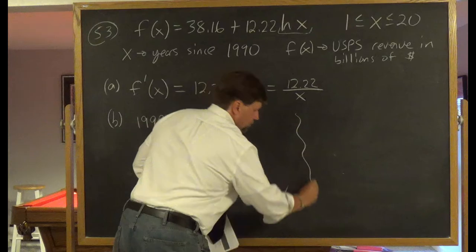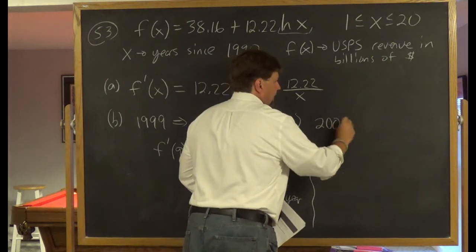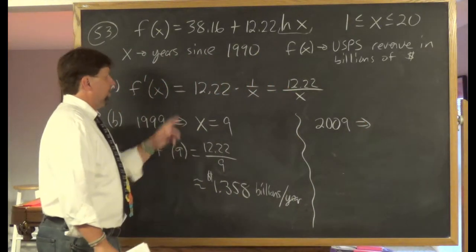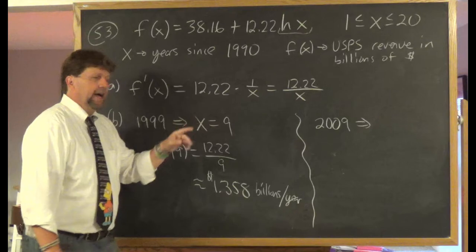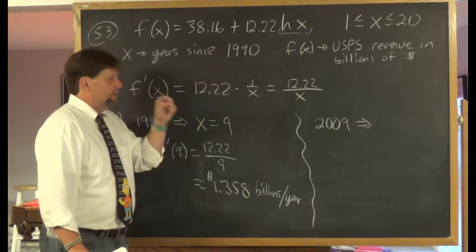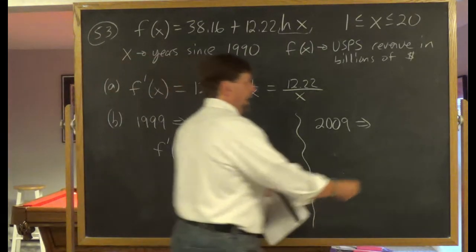Let's see what's happening in 2009. So let me go ahead and just put a little break here. 2009, well, let's see. If x is the number of years since 1990, for 2009, x would have a value of 19.